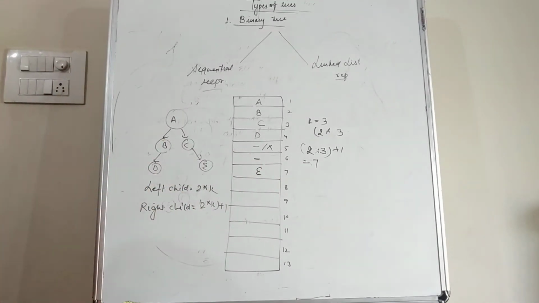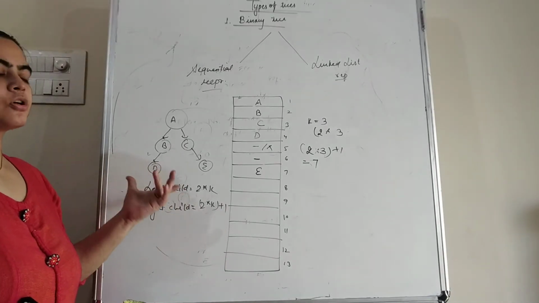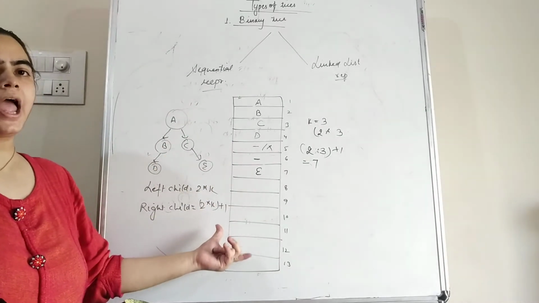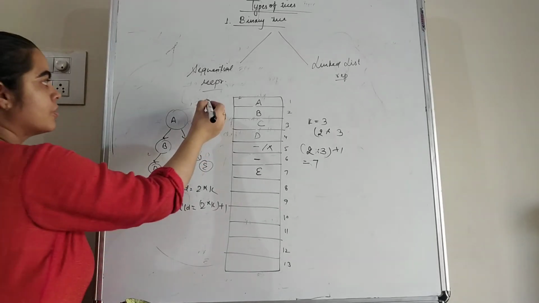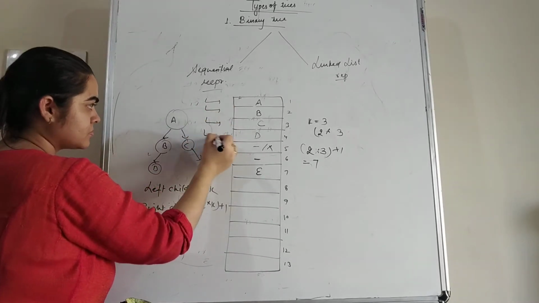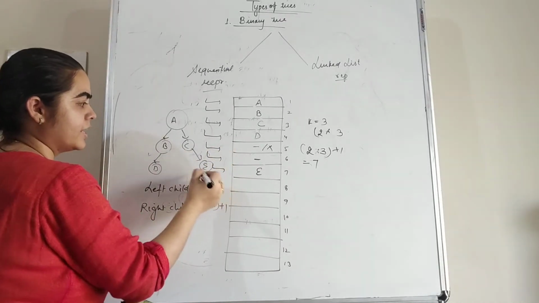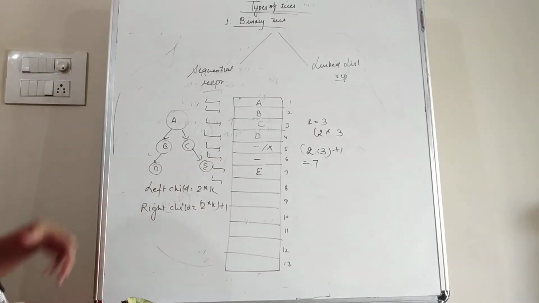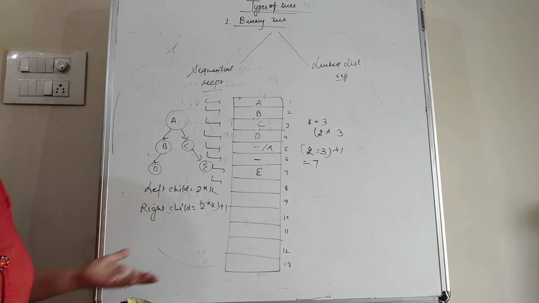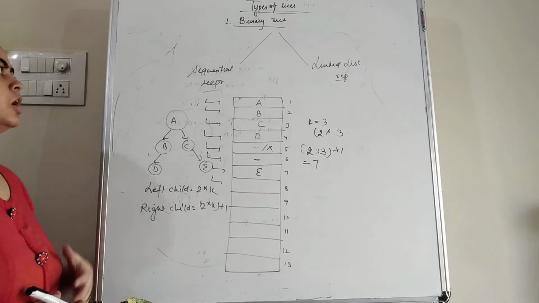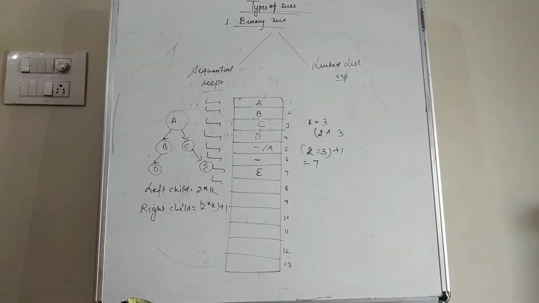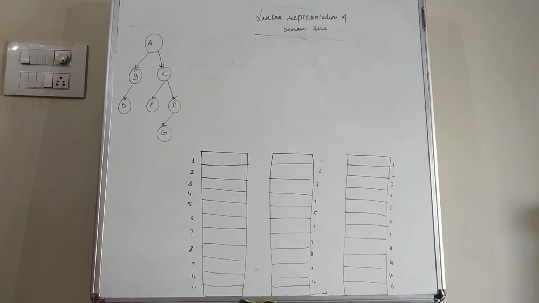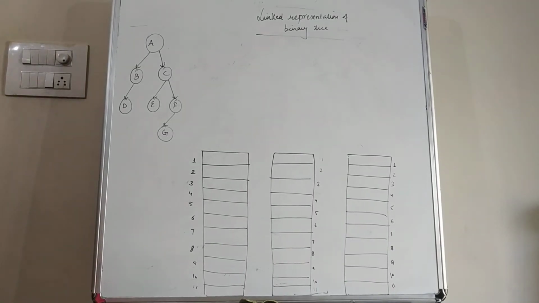So this is how we can add the elements of any binary tree into the array. This representation is the sequential representation, because in sequence we add all the data elements in the array. So this is the sequential representation of the binary tree. Now we can see the linked representation. The second type of representation is the linked representation.